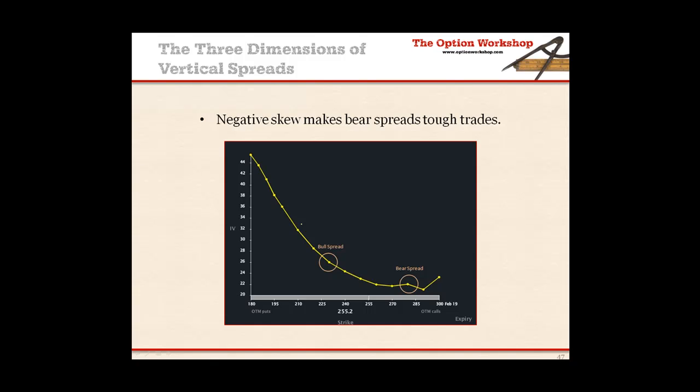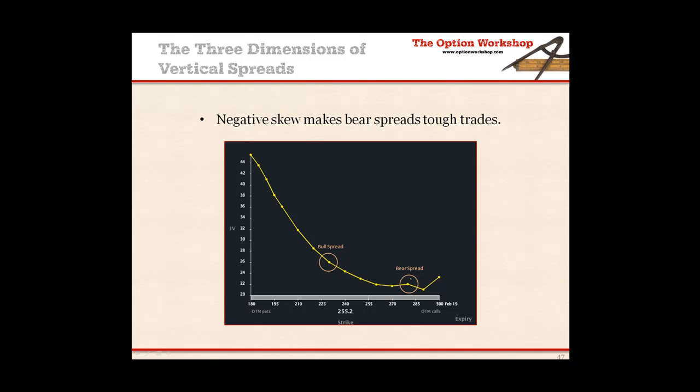Now, I've talked about how bear spreads can be a tough trade on my most recent blog post. What happens is, since we have a negative skew, if you're wanting to trade in the downwards direction, you're selling cheap volatility. So if you're trading a bullish spread, you're selling some expensive volatility. You're getting a good price, but if you're trading a bear spread, you're not getting that good price.